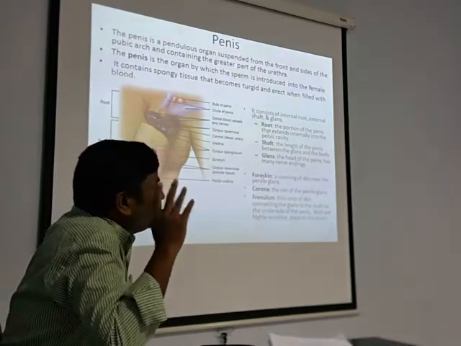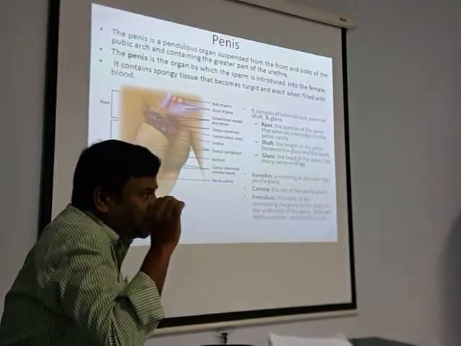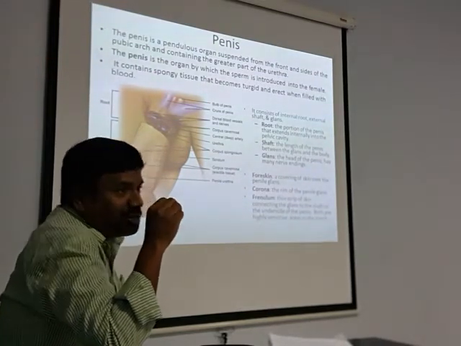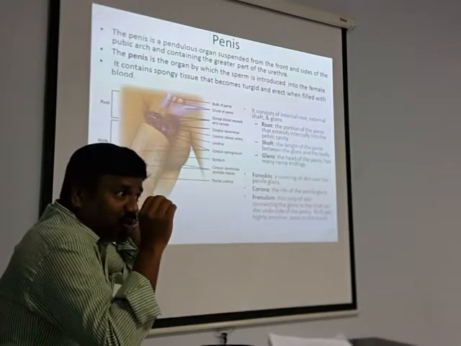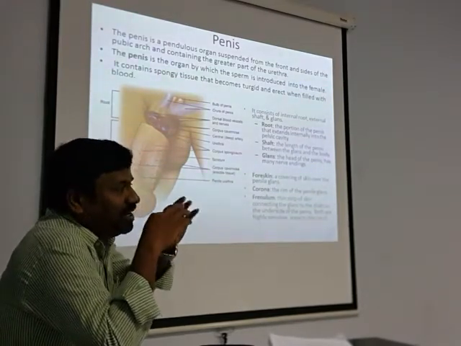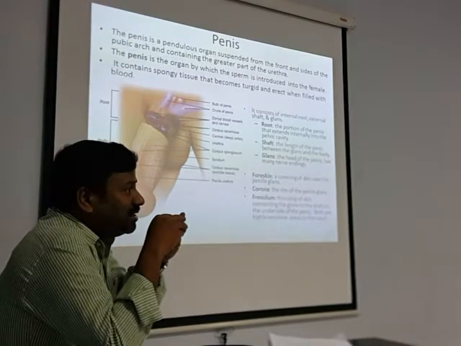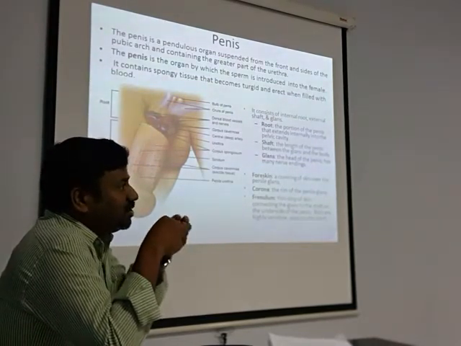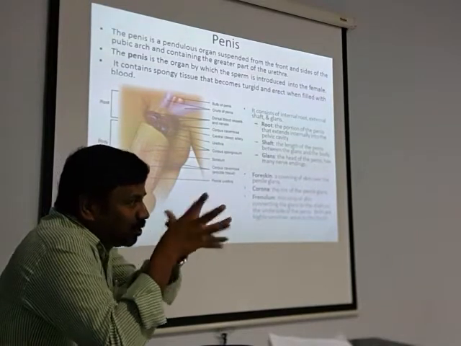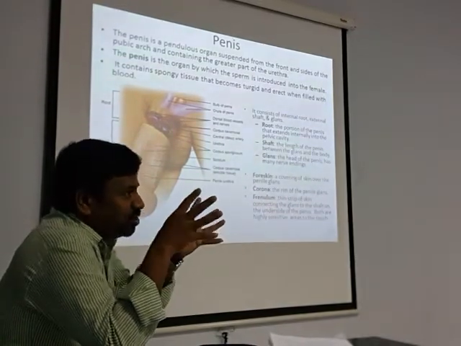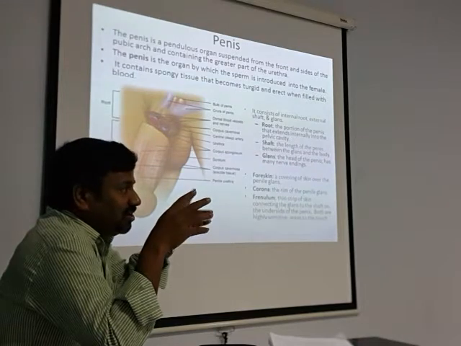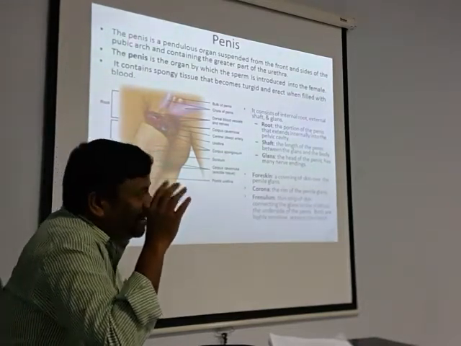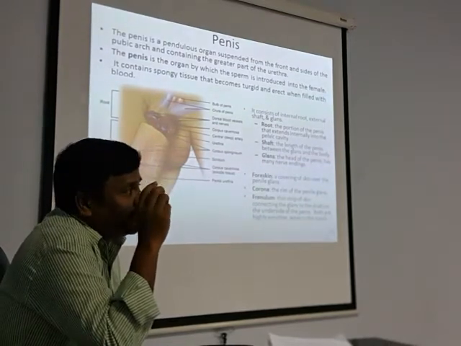Very important: this penis consists of spongy tissue, in the center of which you have the arteries. When there is erection of the penis, the blood oozes into this spongy tissue, making the penis turgid and erect. As I said, it consists of three cylinders.